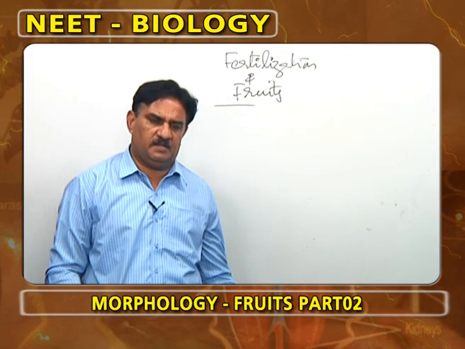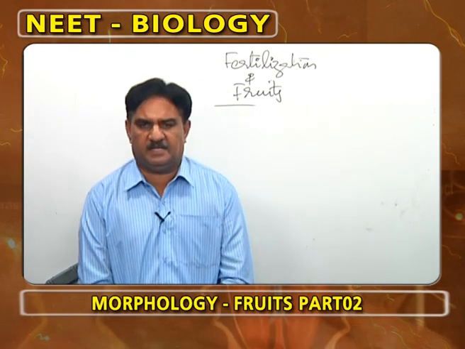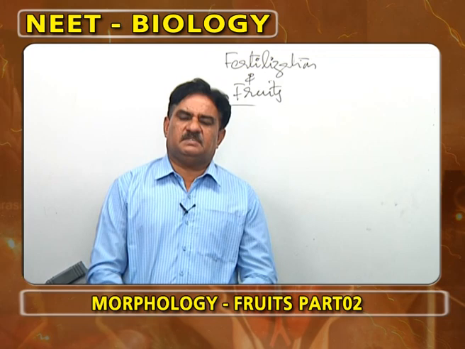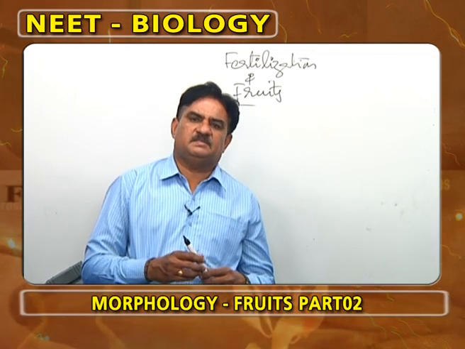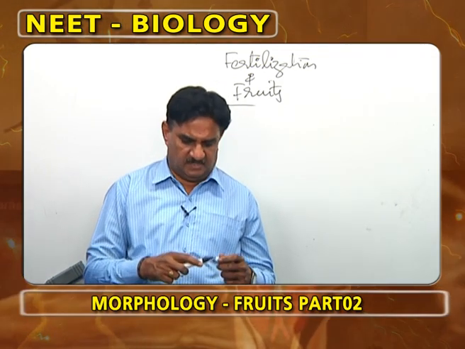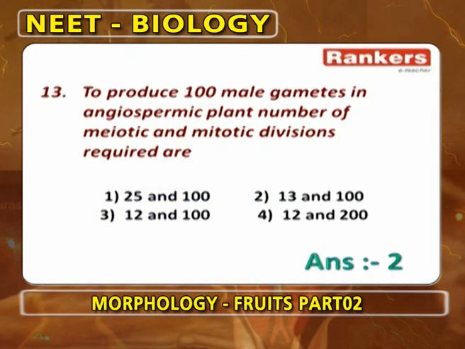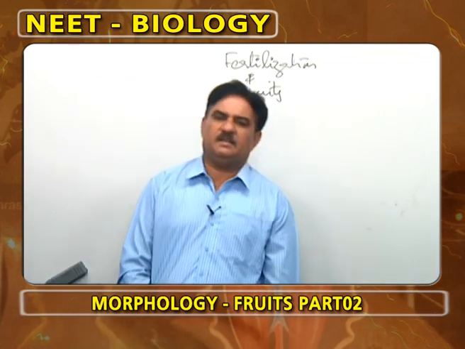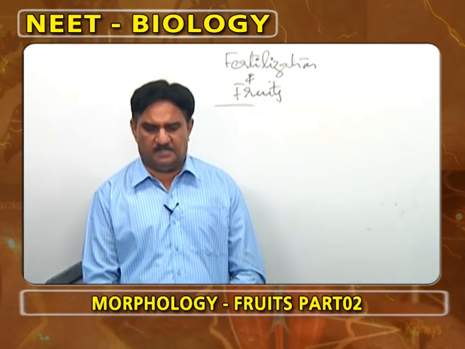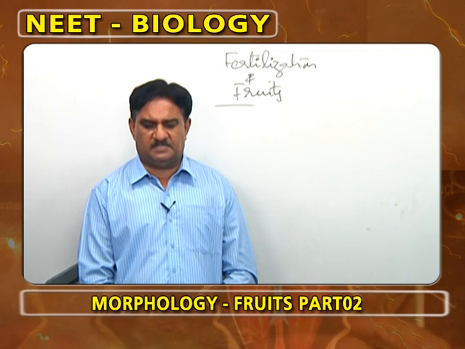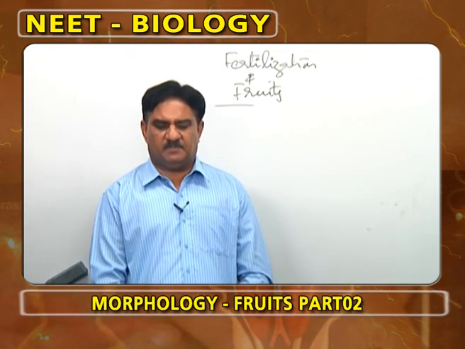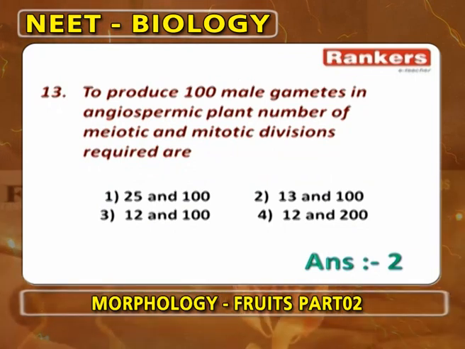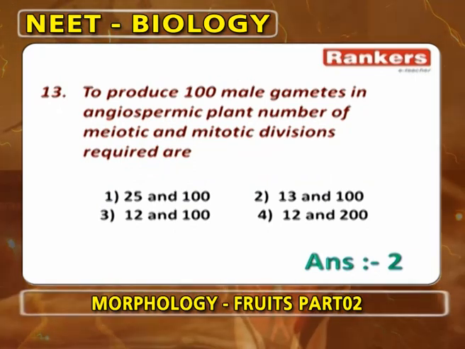To produce 100 male gametes, 50 pollen grains are required. How many meiotic divisions are required to produce 50 pollen grains? 13 meiotic divisions. And 100 mitotic divisions for 100 male gametes. So to produce 100 male gametes in an angiospermic plant, the number of meiotic and mitotic divisions required are 13 and 100.